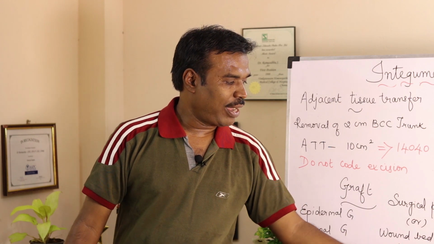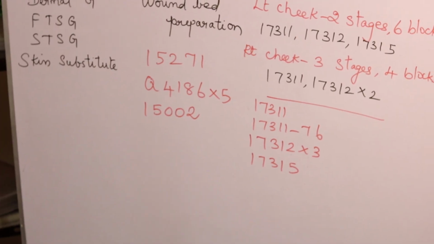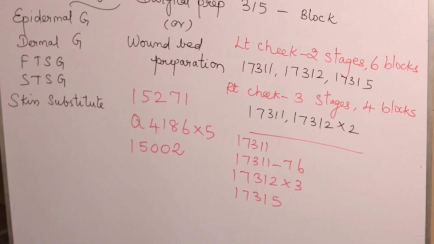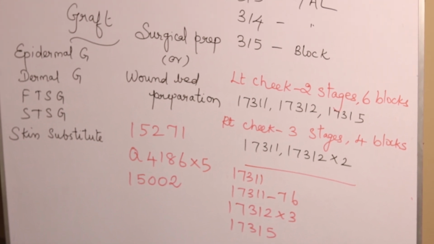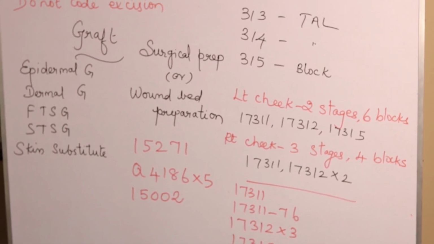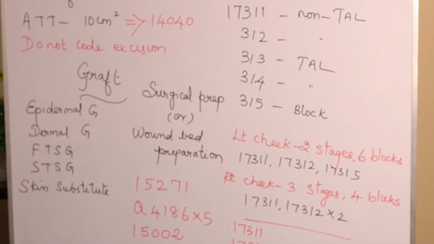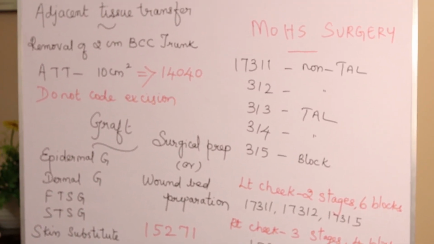So the final coding would be, there are 2 311s, so you will have to differentiate with either a modifier 76 or a 59. So the final code for the left and right cheek, you will have to differentiate: 17311 for the left, 17311 with 76 for the next, and you can add both the 312s. So 312 times 3 and 315. So this is all about it.